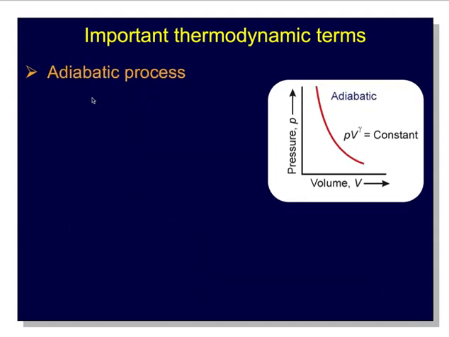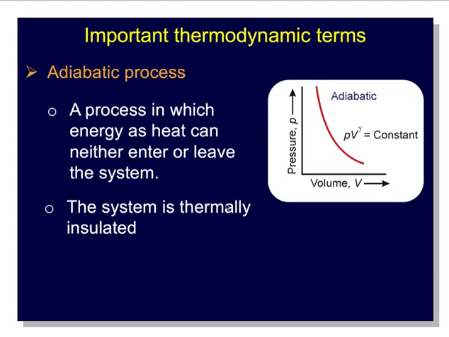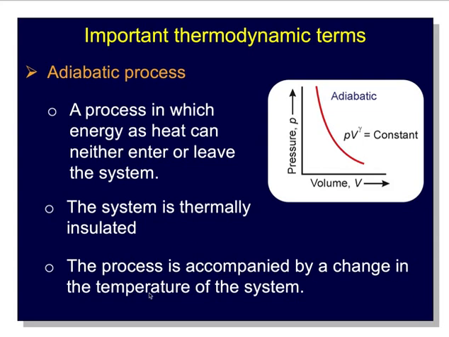The second process we take is the adiabatic process. Adiabatic processes are the ones in which there is no exchange of heat between the system and the surroundings. That means heat can neither get into the system nor get out of the system, and that is possible only when the system has thermal insulation. That means the system is thermally insulated. For example, if I do a reaction in a thermos flask, there is no exchange of heat between the system and the surroundings. Such a process occurring in a thermos flask will be an adiabatic process. But one important thing here is that an adiabatic process is always accompanied by a change in the temperature of the system.